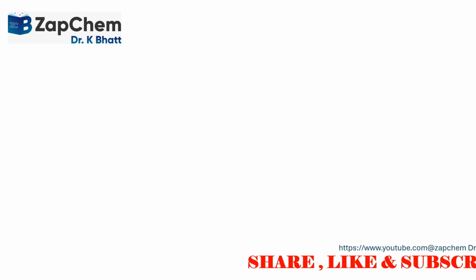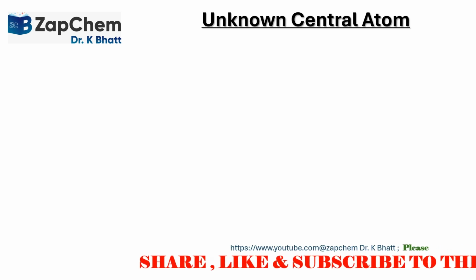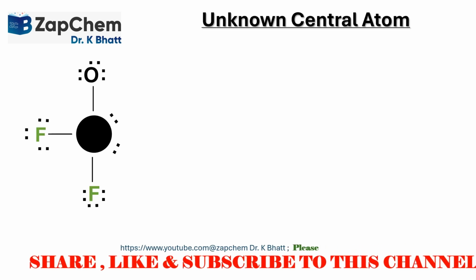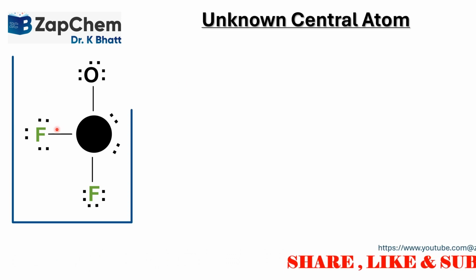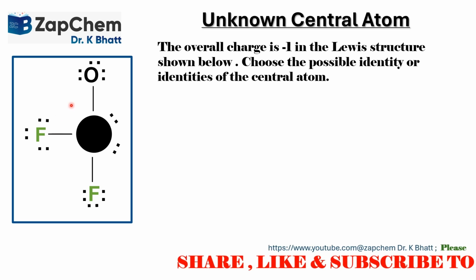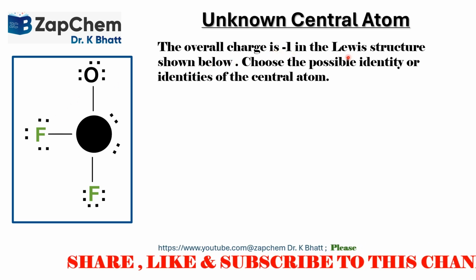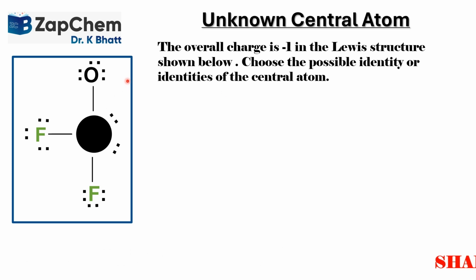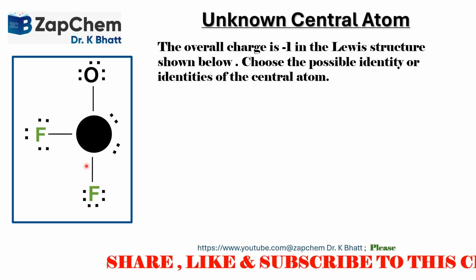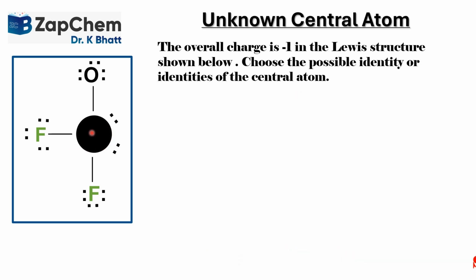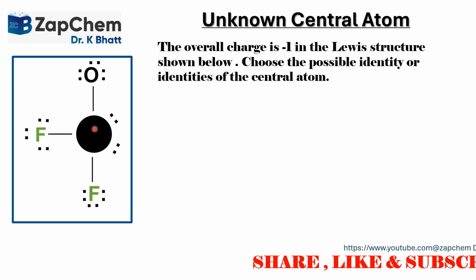Here is a very good question regarding an unknown central atom in a given Lewis structure, which is represented here. It is given that the overall charge is -1 in the Lewis structure shown below. Choose the possible identity or maybe identities of the central atom. And here, as you find, this is the central atom shown in a dark circle.